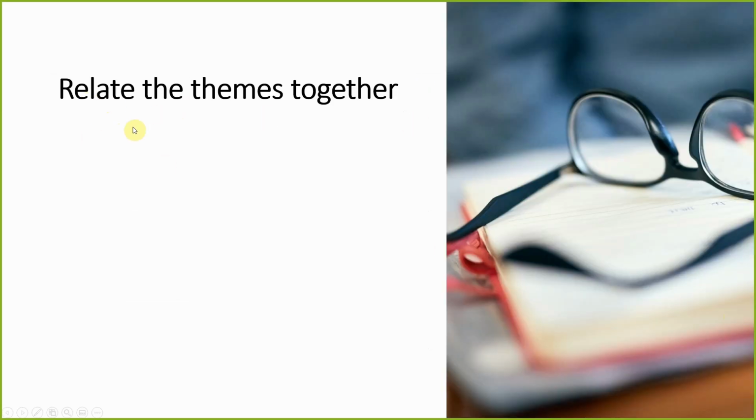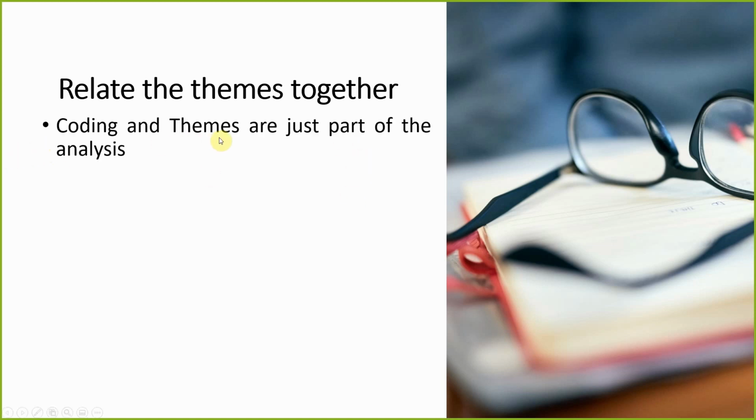Now we have to relate these themes together. It's not just enough to produce the codes, it's not just enough to produce the themes, it's not just enough to define the themes. It's very important that you relate these themes together. Coding and themes are just part of the analysis. This is not the whole analysis. What is the interpretation? Why are these themes important in this particular context?